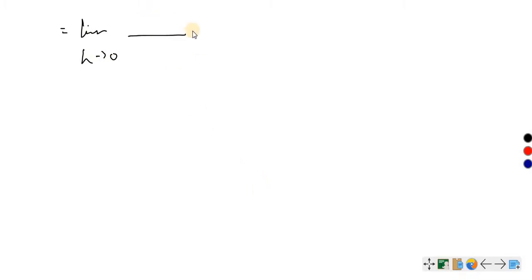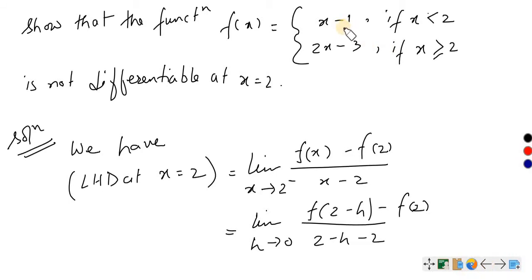Now what was the function for x less than 2? Okay, if you see, I'm coming back to this. So here the function for x less than 2, since it is the left hand derivative, so x must be less than 2, and for that we have the function x minus 1. Okay, so we will be putting this function in place of f of x. So let us put that.